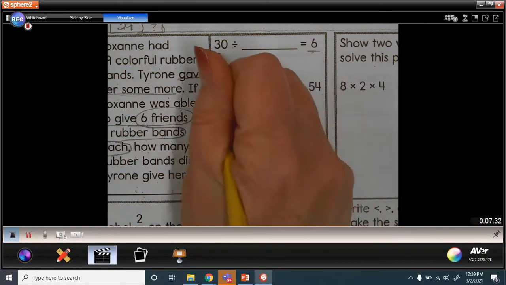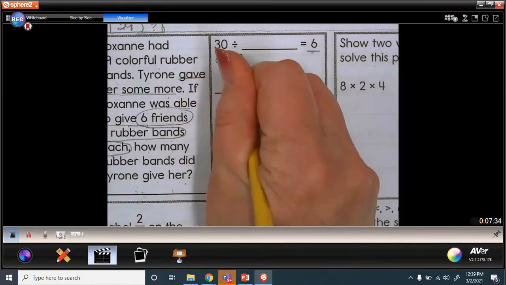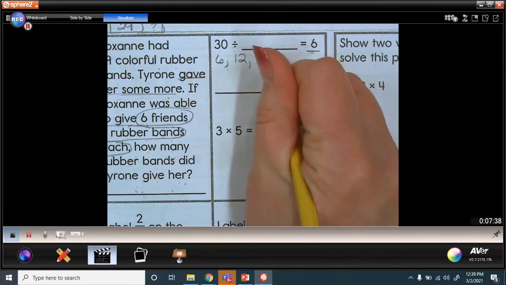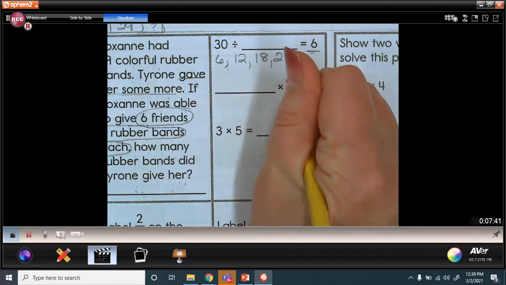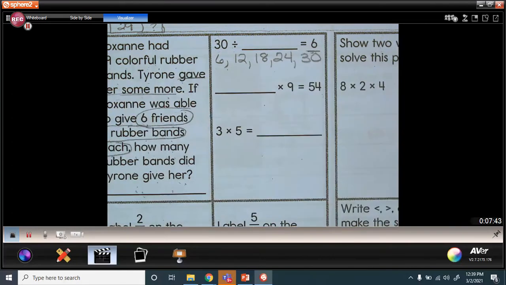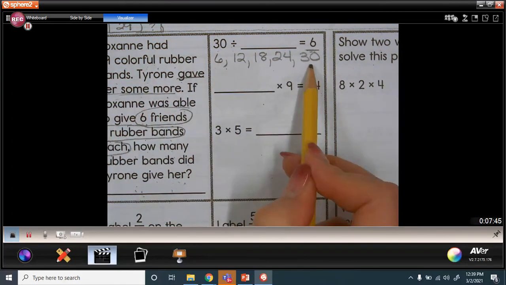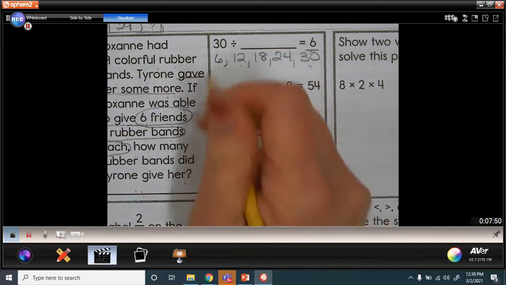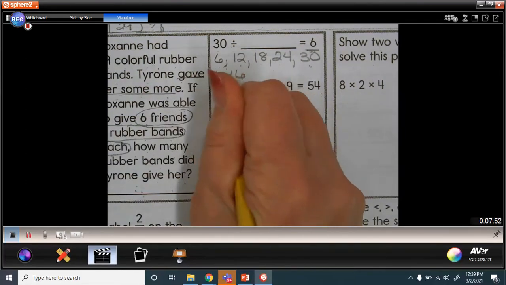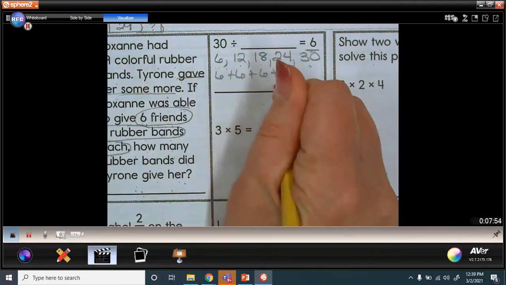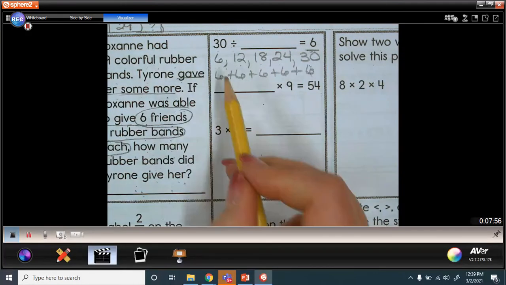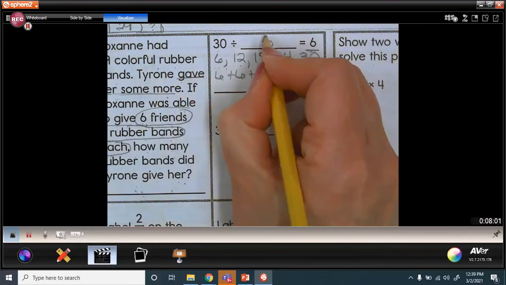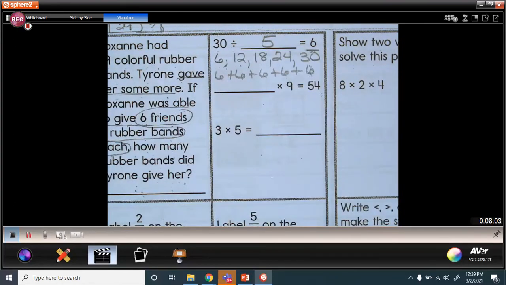So let's count by 6s. 6, 12, 18, 24, 30. Now, once I get to that 30, that means that I have groups of 6. So that's 6 plus 6 plus 6 plus 6 plus 6. And I added 1, 2, 3, 4, 5 groups of 6 to get to 30.